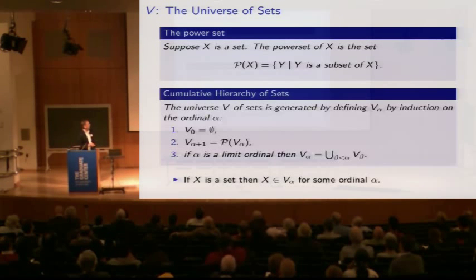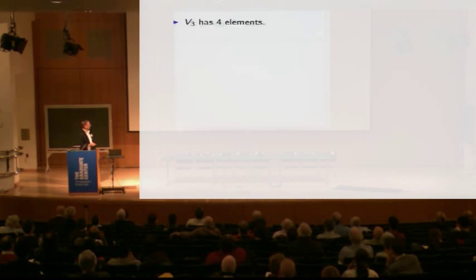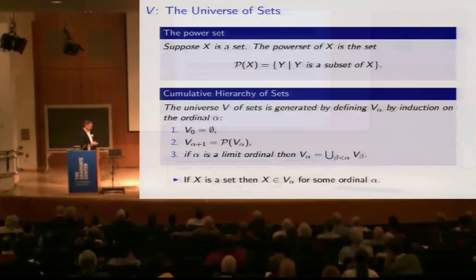Okay, so the cumulative hierarchy of sets breaks down the universe by induction on the ordinal alpha. V0, the simplest part, is just the empty set. At the successor, we just take the power set. So having defined V alpha, we define V alpha plus 1 by just taking the power set. If alpha is a limit, we just put together everything we've already defined. And it's a consequence of the axioms of set theory that every set belongs to a V alpha for some ordinal alpha. So there it is, the universe of sets.